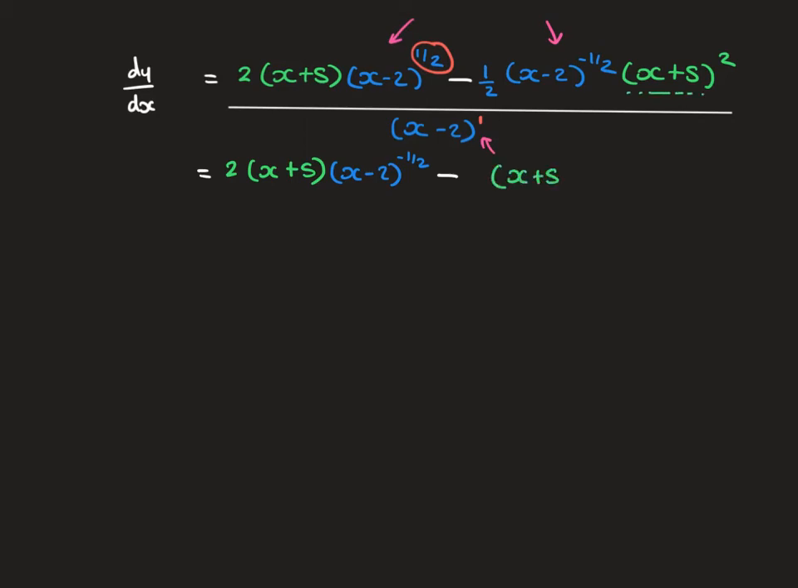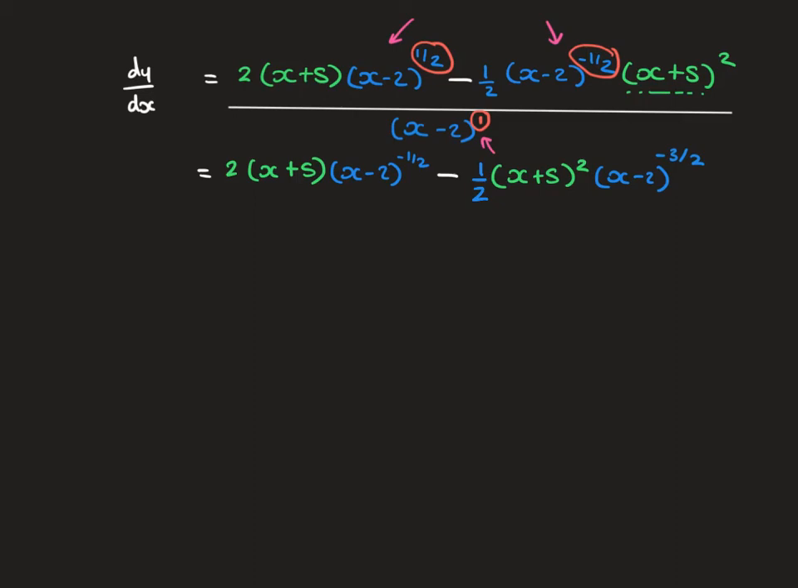(x plus 5) all squared, and then I have to look at the fact that I've got (x minus 2) to the negative a half being divided by (x minus 2) to the 1. Again, subtract the powers here, and I will have (x minus 2) to the power of negative 3 over 2, or negative 1.5. And I mustn't forget that there is a factor of a half here as well. I'm now going to look for common factors.